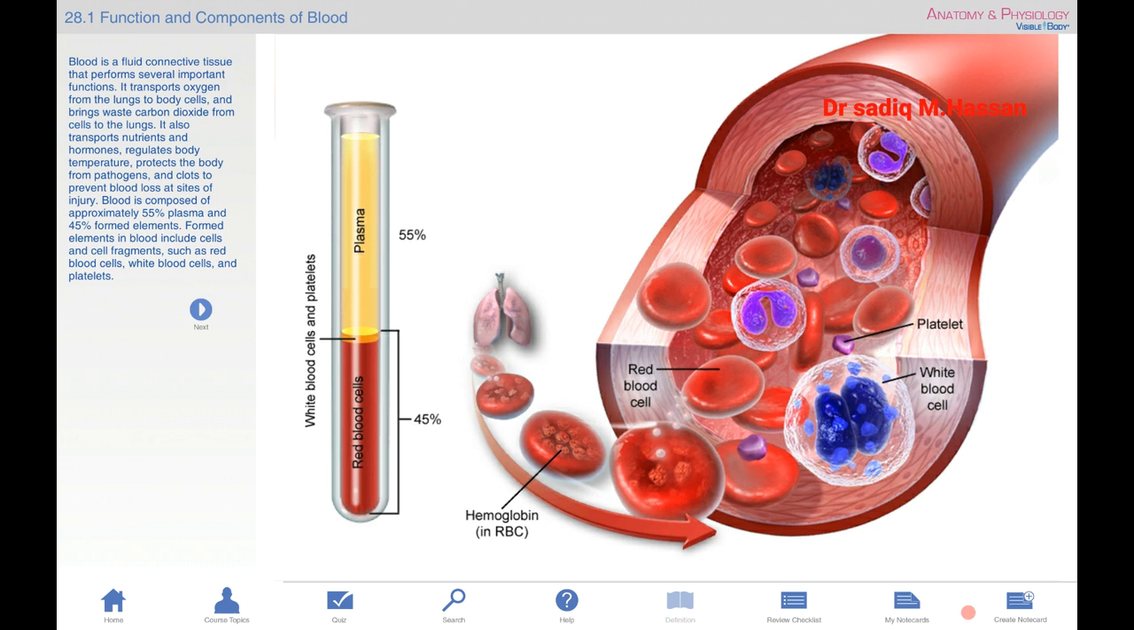Well, because the plasma, which is the fluid part, must be greater than the cells. Otherwise, when you get dehydrated, the blood will easily clot, and if the proportion is equal, it will clot. So let me see what types of blood cells the human body has.